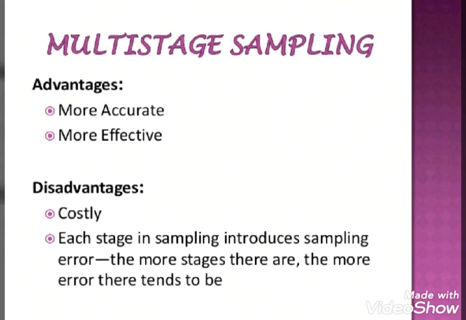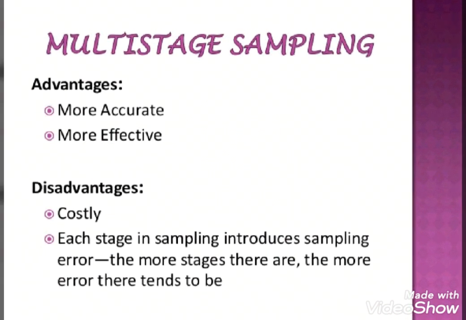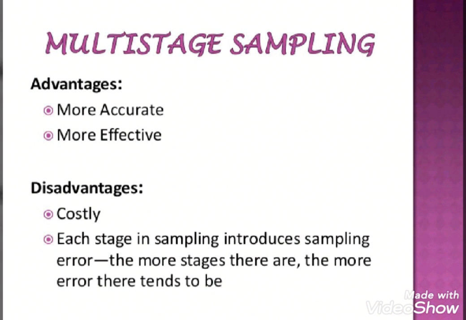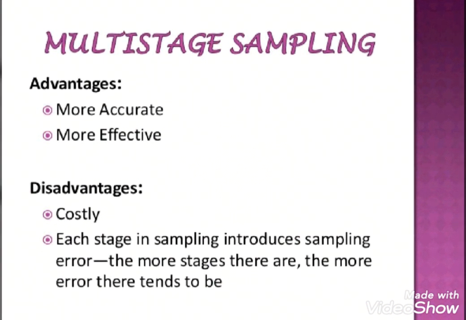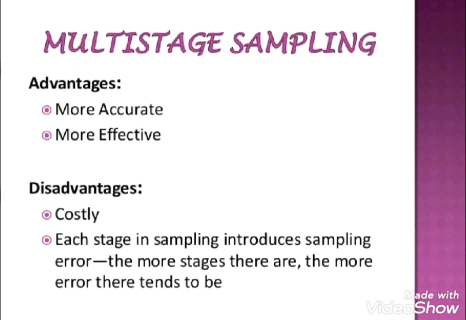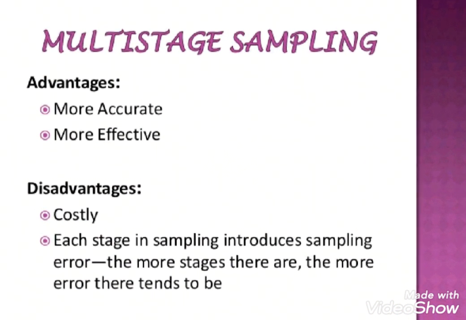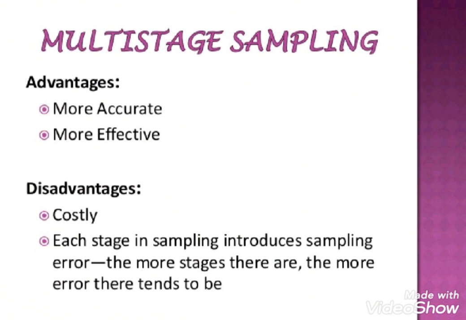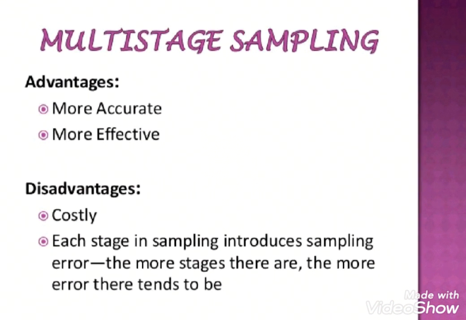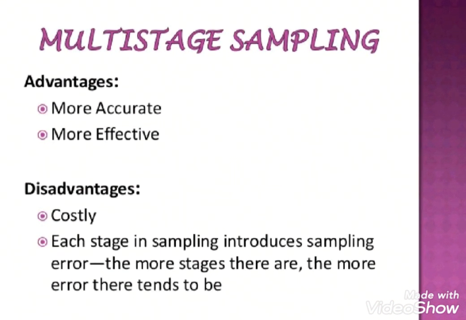Advantages are that it is more accurate and more effective. So it helps you to make your statistics accurate. Then disadvantages are that it costs more than other samples. Each stage in sampling introduces sampling errors. The more stages there are, the more error there tends to be. So as the stages increase one by one, it may cause some errors for the researcher.